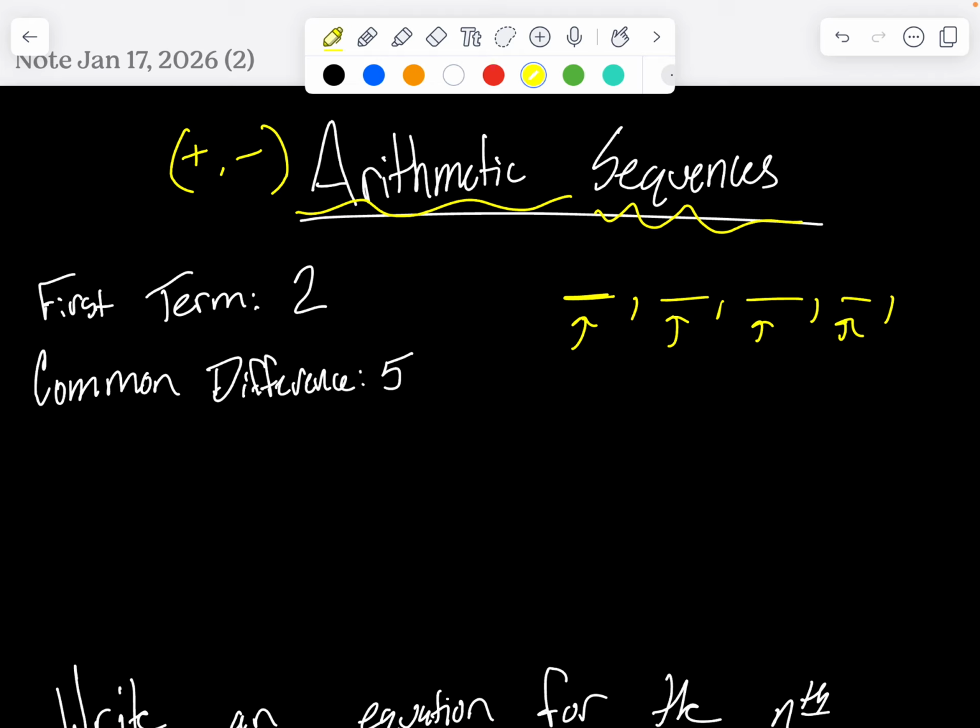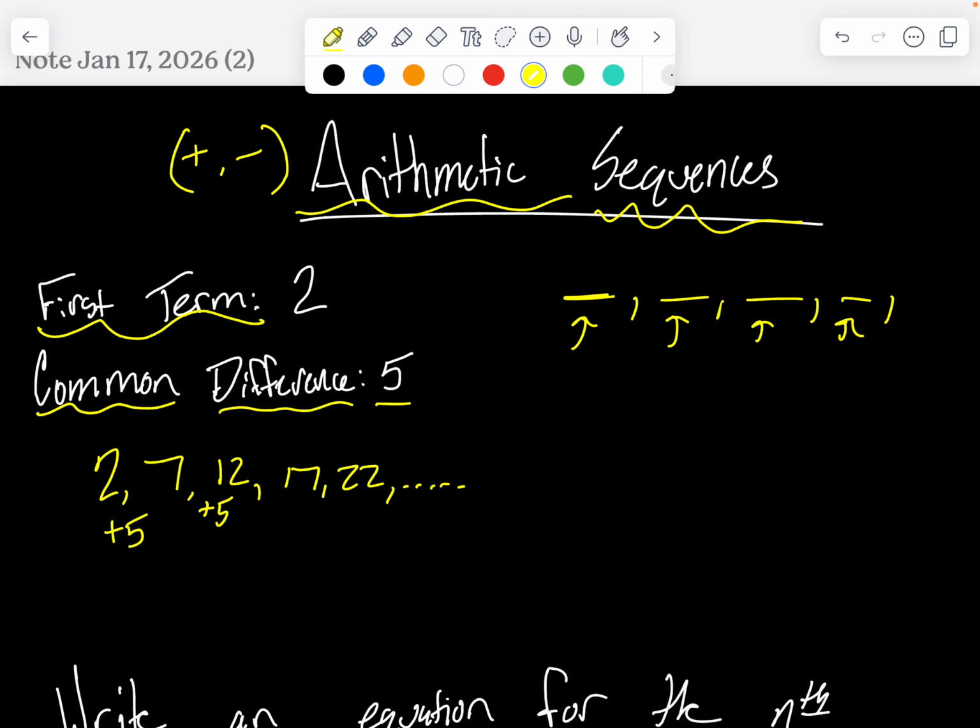So there will be times when they give us the first term and then the common difference. Difference usually means subtract, but when we're referring to the common difference, that's just saying the distance between. This is positive, so we're adding. If the first term is 2 and the common difference is 5, it means we would be adding 5. 2 plus 5 gives me 7, adding 5 gives me 12, 17, 22, and so on with that pattern. So again, first term just means here's the number you're starting with. Common difference just means here's how things are changing.